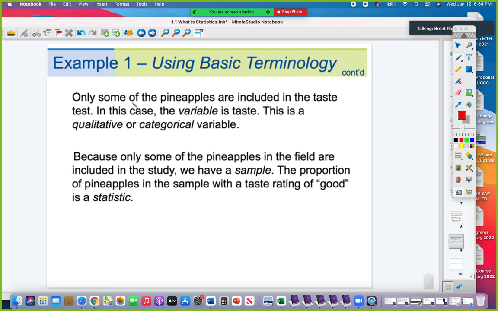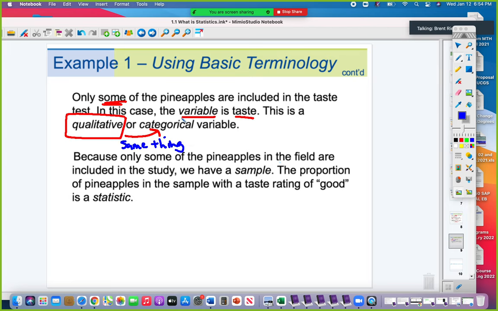Okay? Some of the pineapples are included in the taste, so only some. The variable is taste, that's what we're testing for. And so this is qualitative, and they throw another word at you, categorical. Qualitative or categorical, these are two words that are saying the same thing. I think that's called a synonym, okay? Qualitative, categorical are two ways to say the same thing.